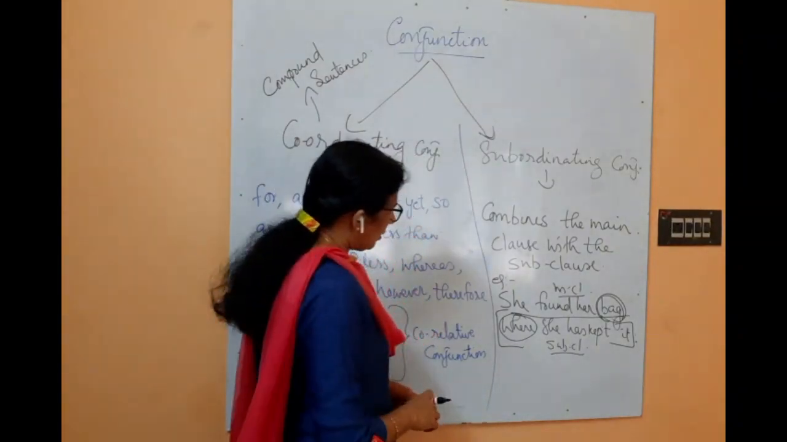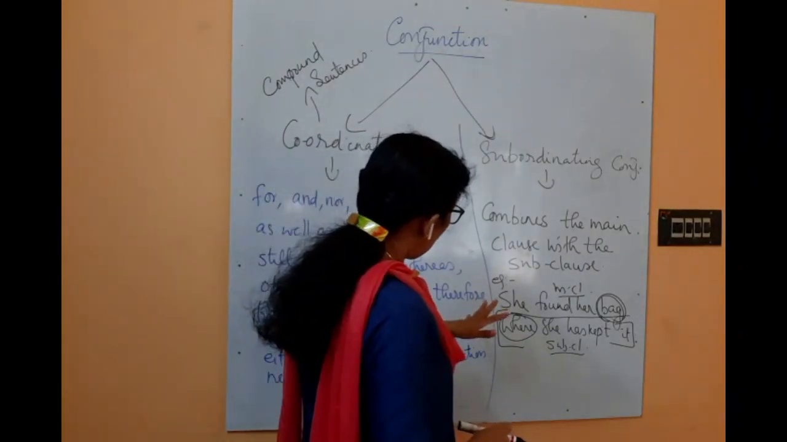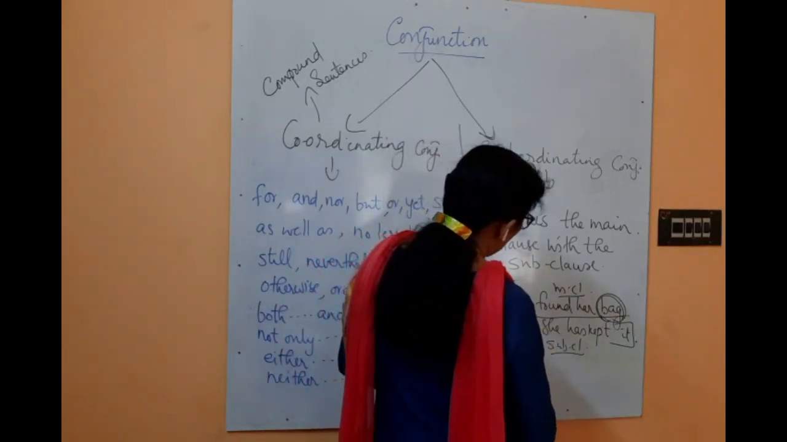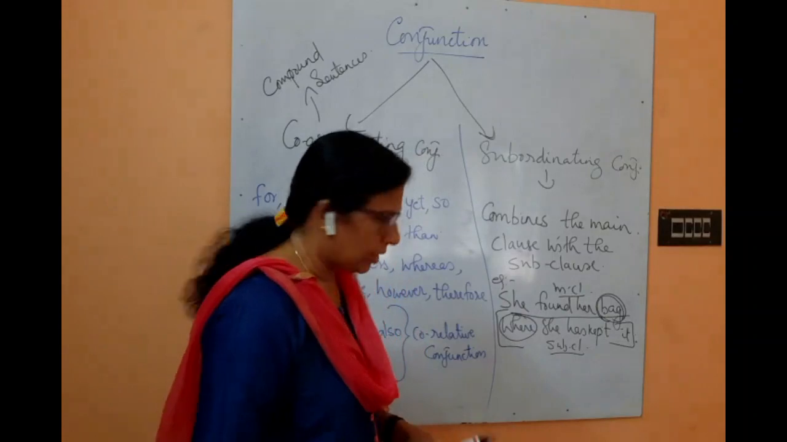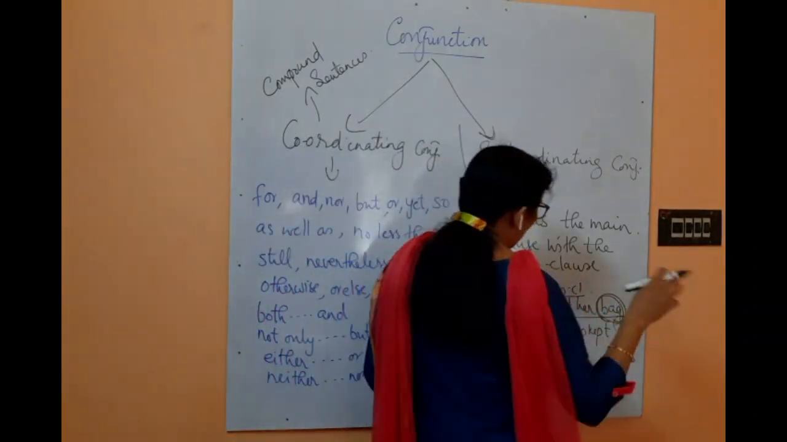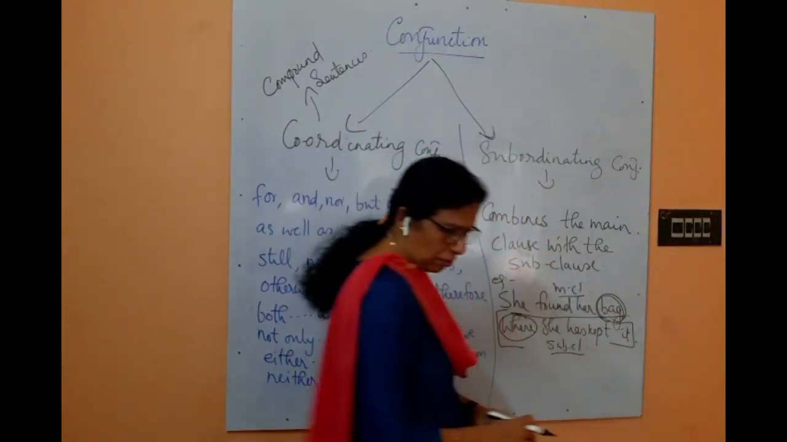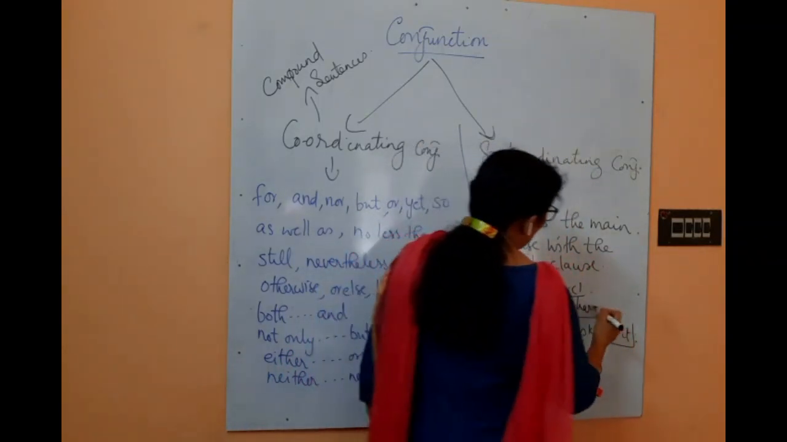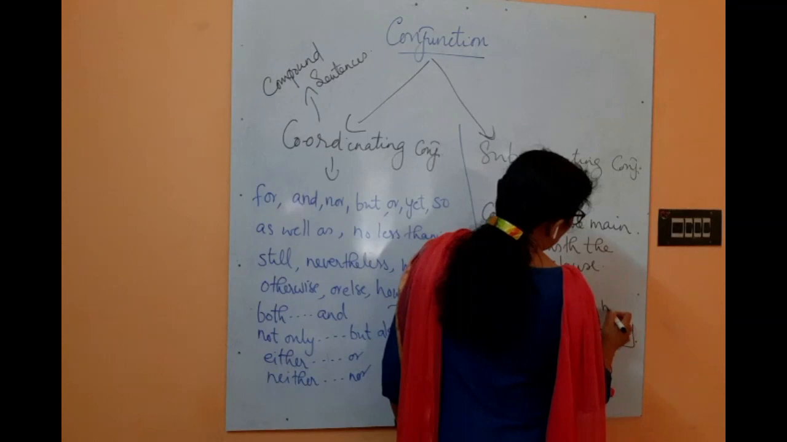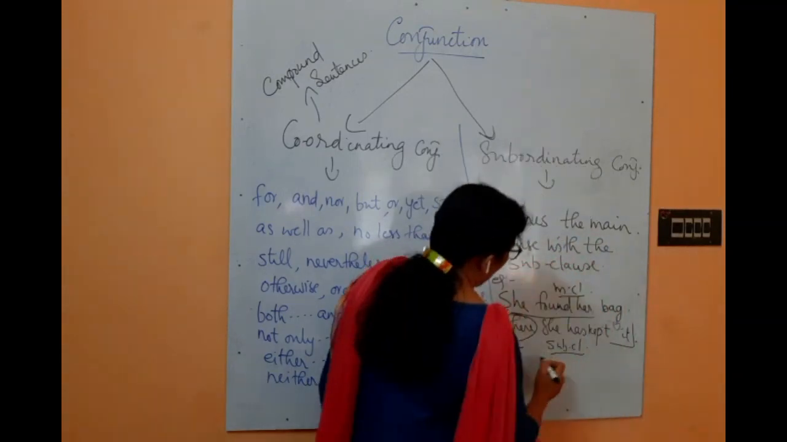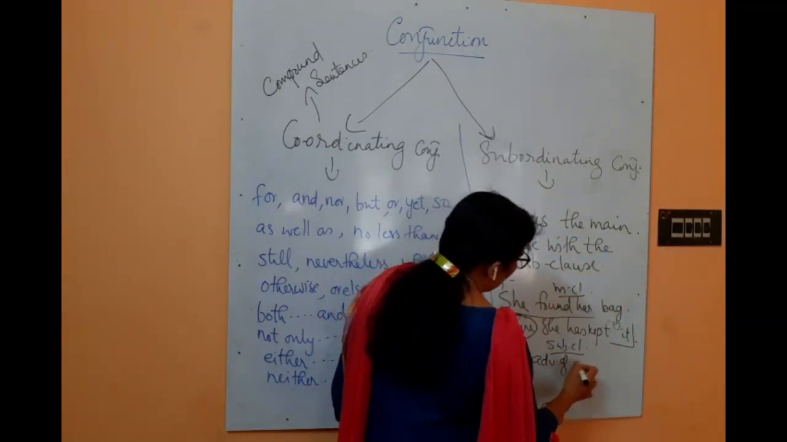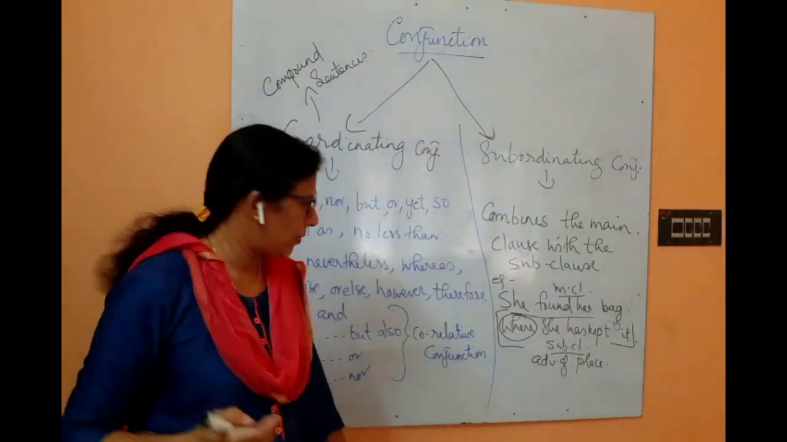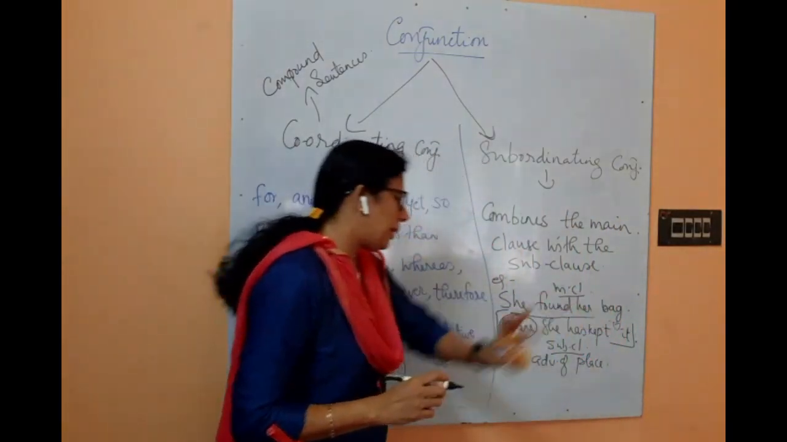She found her bag where she has kept it. Sorry, the answer is correct, but not what I've told you. It is not the explanation of the bag. It is an adverb of place only. Where she found her bag, where she has kept it. It is not used as an adjective clause. It is an adverb clause only. So adverb clause of place only.